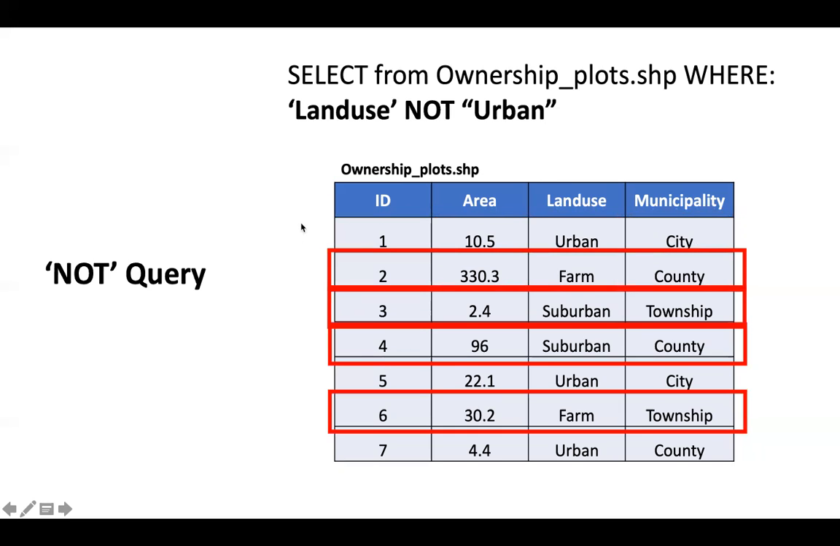Finally, this query is selecting from our ownership plot shapefile where land use is not urban. So it's excluding everything that has an urban designation in the land use field.